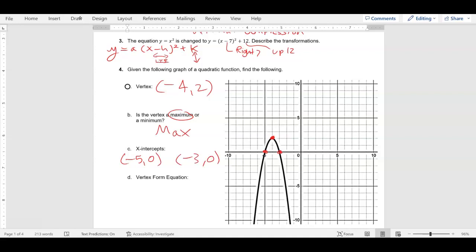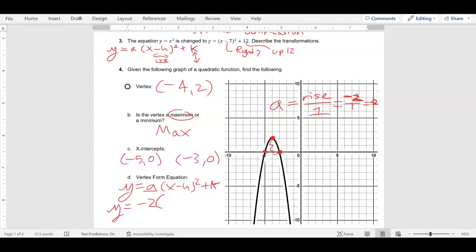Okay. Now for the vertex form, remember it's y equals a x minus h squared plus k. So first we need to figure out a. So remember, A is the rise over 1. So from this vertex, to get over 1, it goes down 2 over 1. Down is negative, and that was 2 over 1, which is just negative 2. So right here, this A value is going to be negative 2.